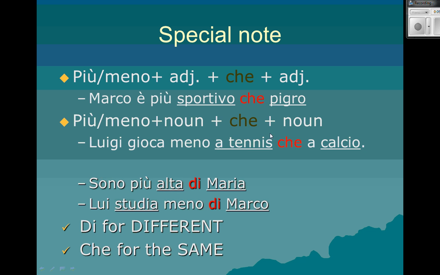Look at it again. Sono più alta di Maria. Alta, Maria are different categories, so we use di. Marco è più sportivo che pigro. Two of the same grammatical categories. So you have an adjective and an adjective. So because they're the same, you're going to use che. Di for different, che for the same.